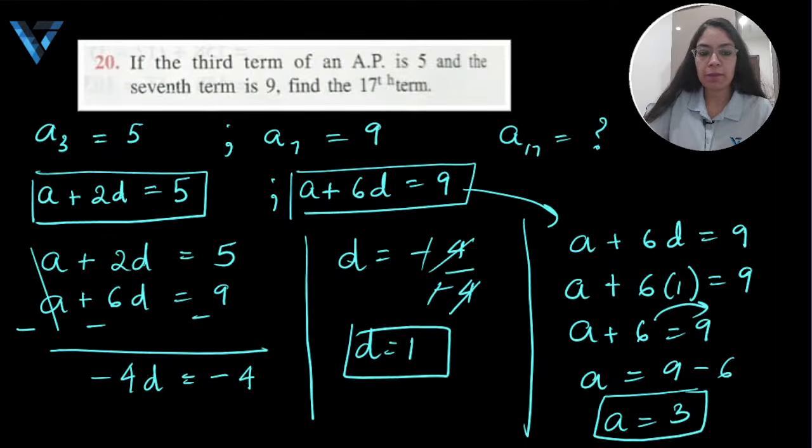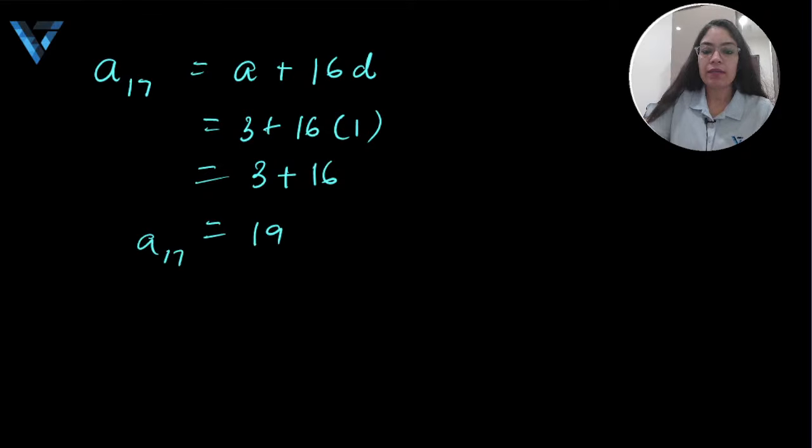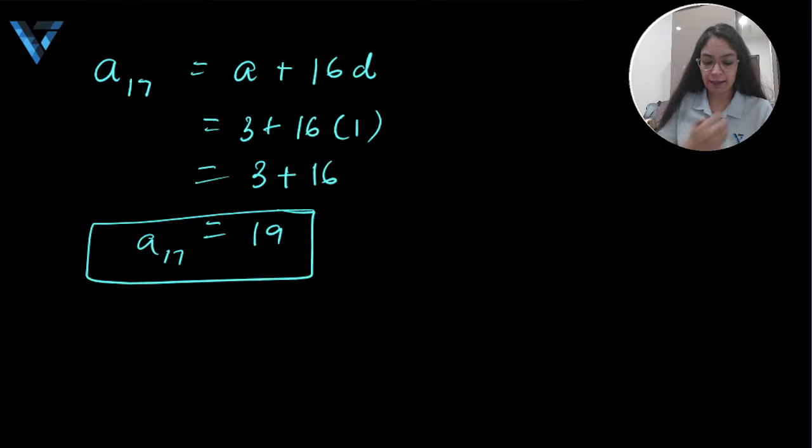Now we have to find the 17th term. So A17 is equal to A plus 16D. A's value we got as 3, plus 16 into 1. So 3 plus 16 is equal to 19. So the 17th term of this sequence is equal to 19.